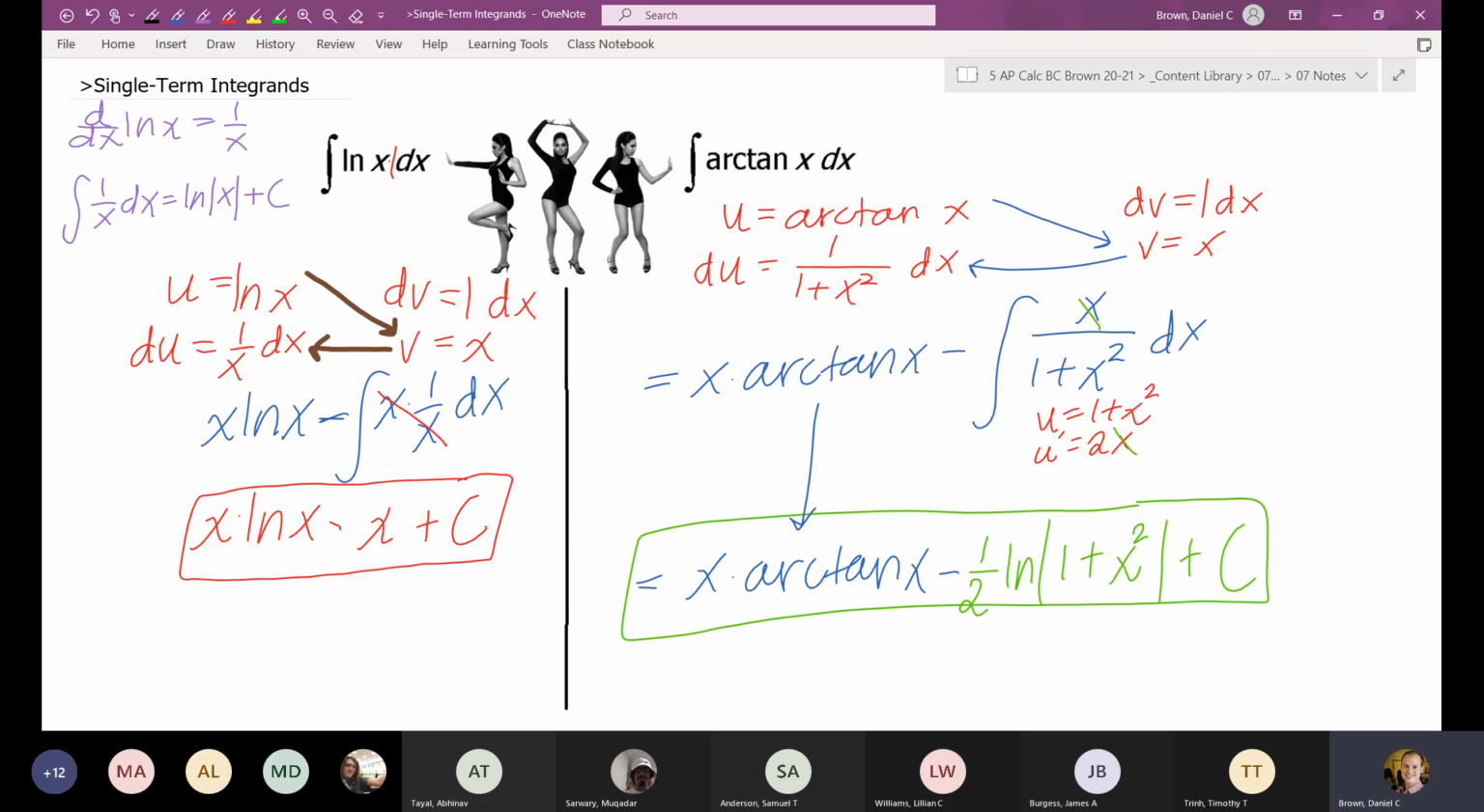Technically, those absolute values in the natural log could be parentheses because 1 plus x squared is always positive, but you can also just leave the absolute value there. Questions on either of those two questions?